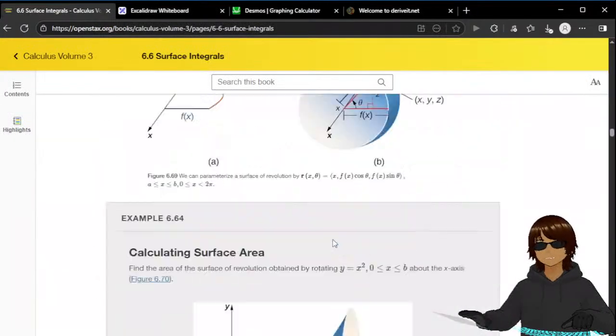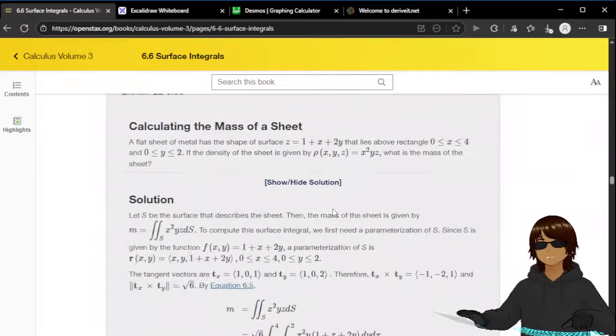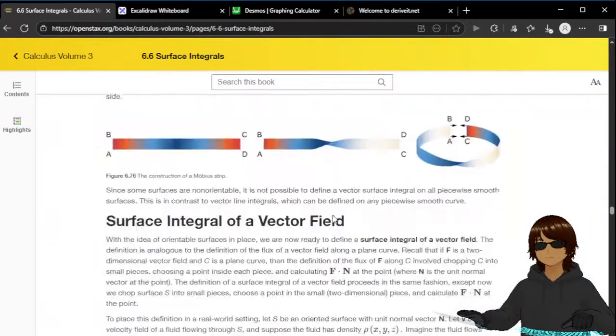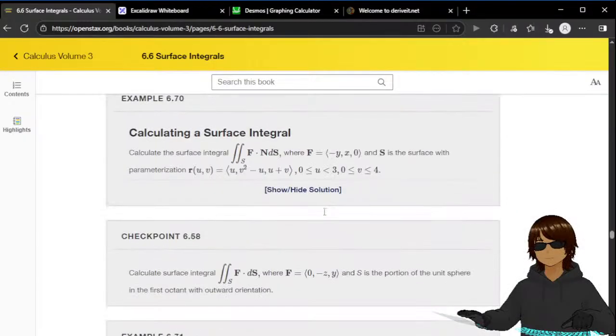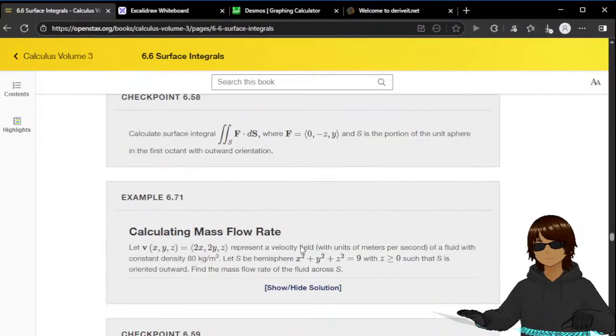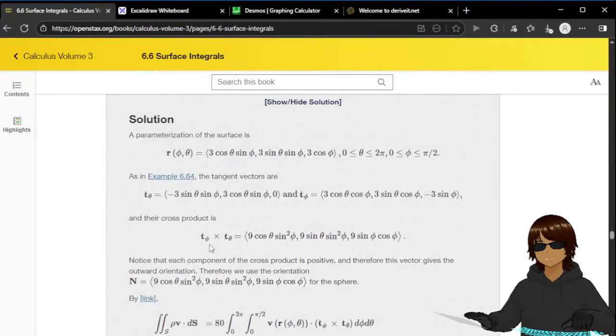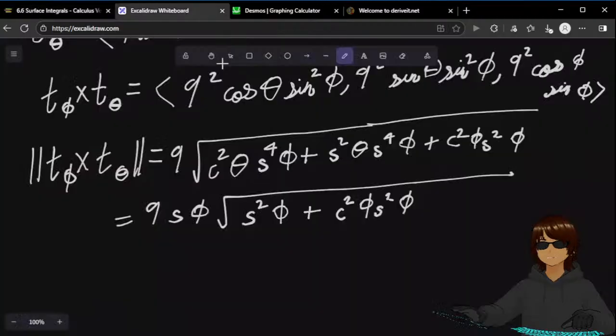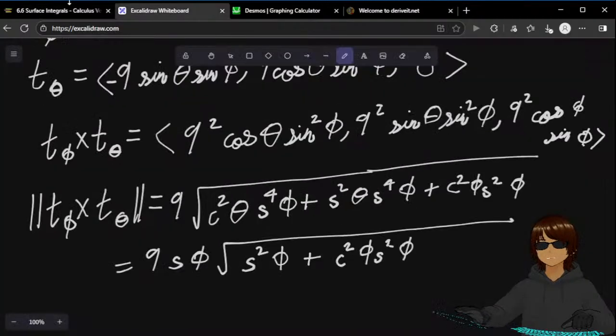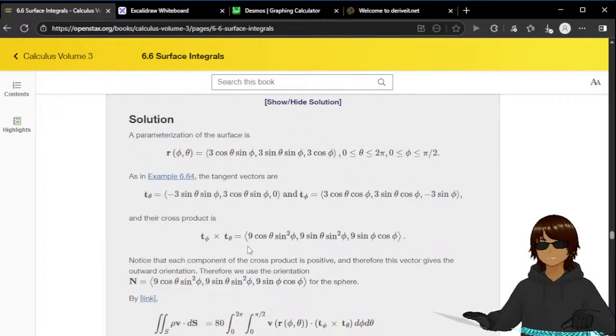I need to look at the answer. What if I'm working for so long and it's wrong? Okay, it's correct so far, but what about theta? Did I calculate 9 cos theta sine square phi? Why 9? Why not 9 square?